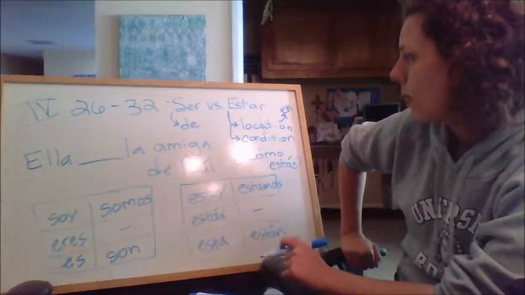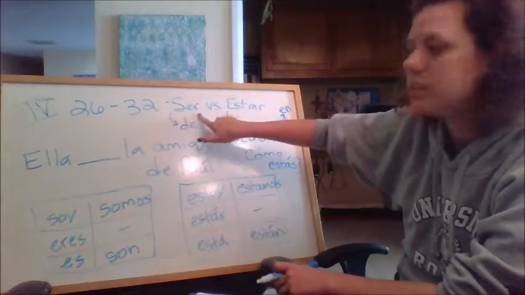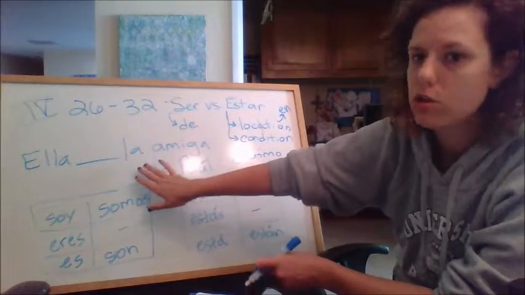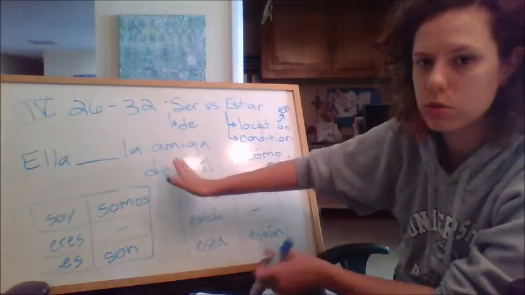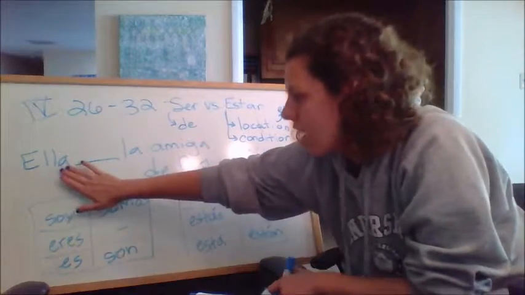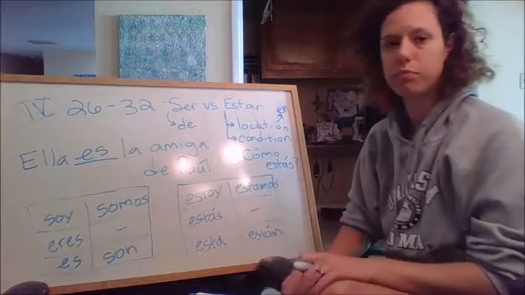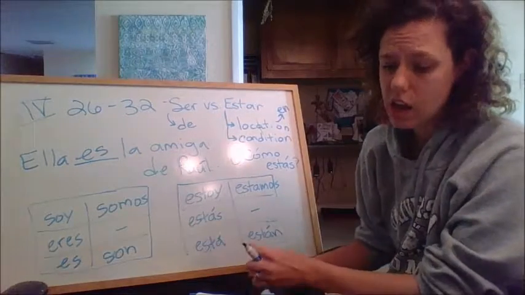Okay, so this has got to be ser. And it is ser because ser we use with relationships. So she is the friend of Raúl, so that's a relationship. So we say ella, and then we use es. Okay, so it's going to be that kind of thing.